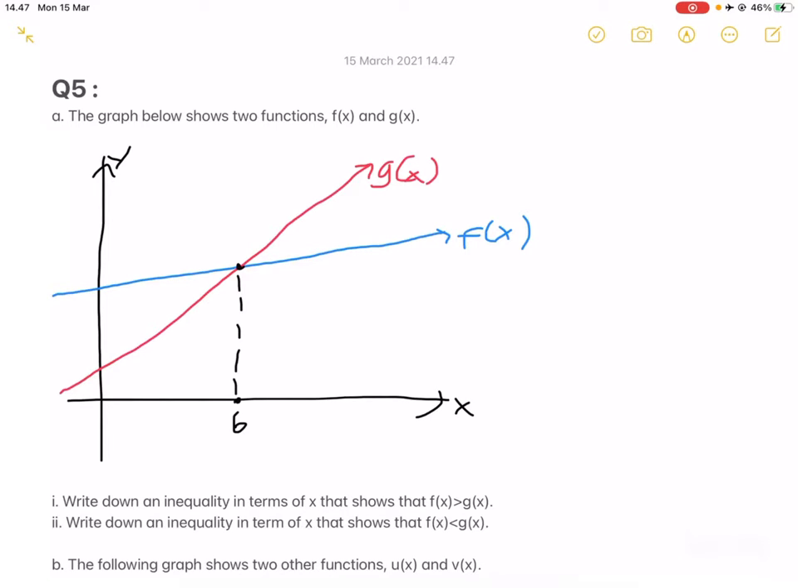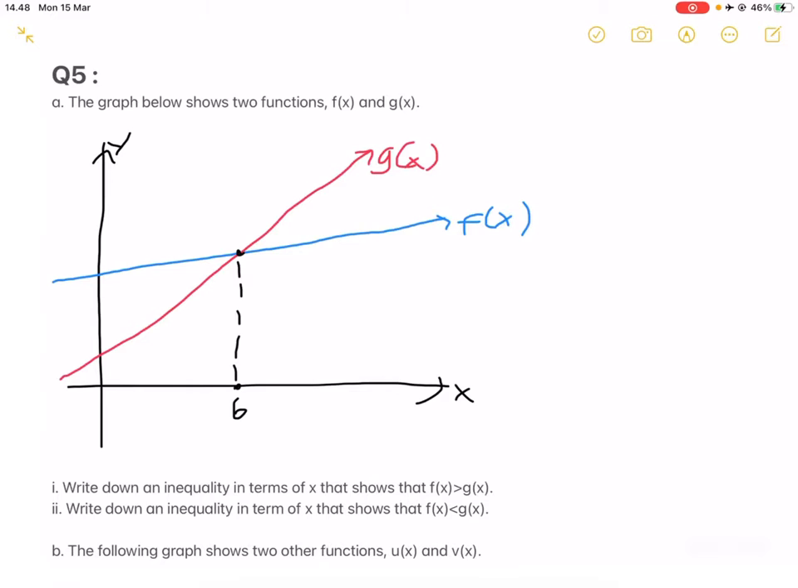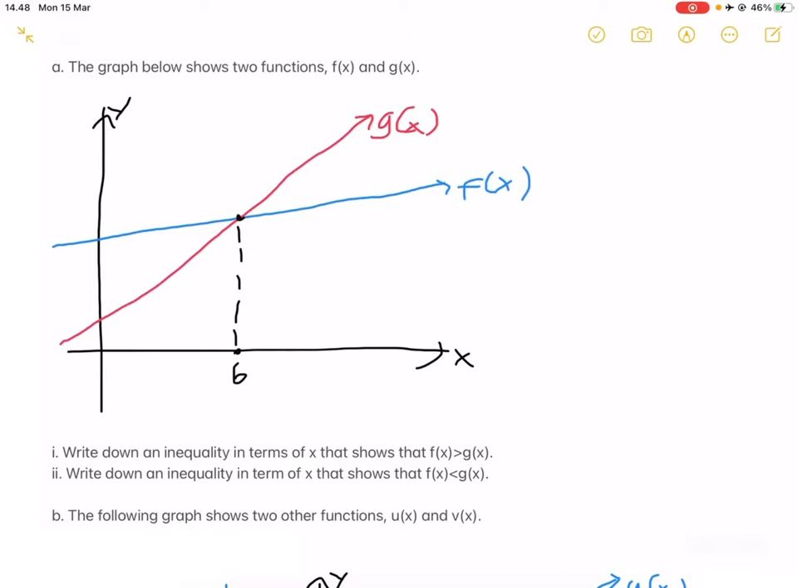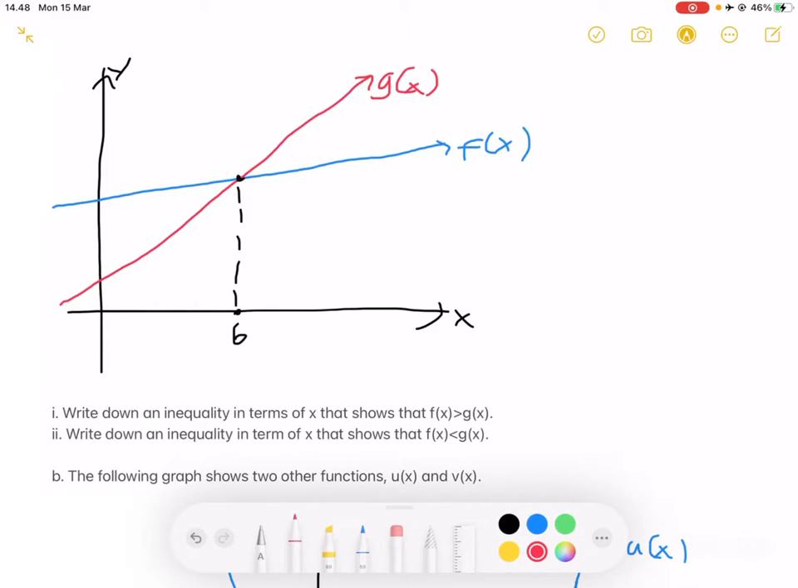So for part A, the graph below shows two functions f of x and g of x. And perhaps I should have added that f of x and g of x are meant to be linear functions. So as you can see, they are meant to be straight lines, and they intersect each other at x equals 6. So write down an inequality in terms of x that shows that f of x is greater than g of x. In other words, f of x is above g of x.